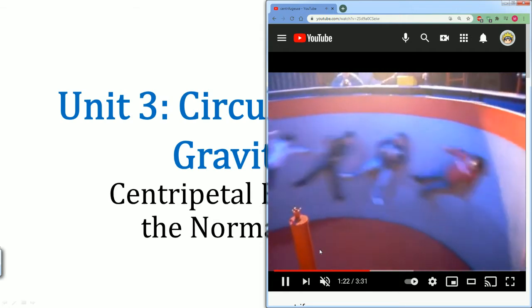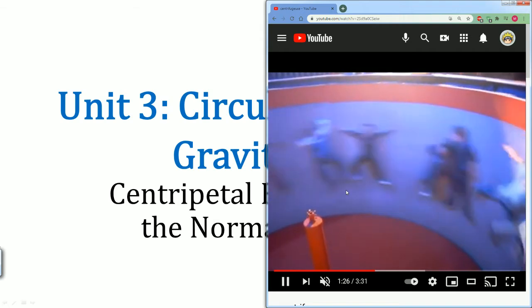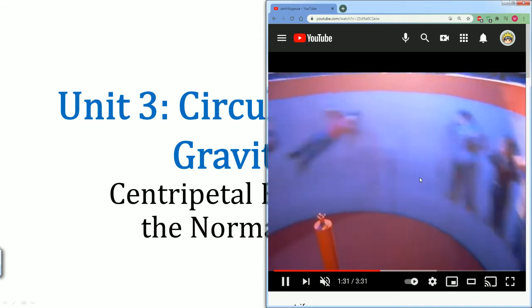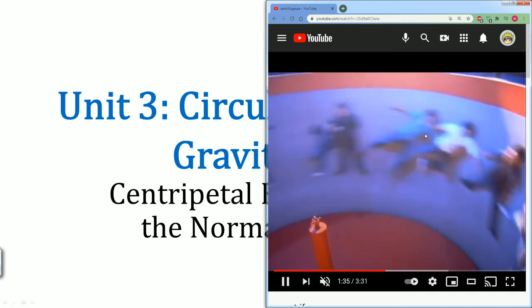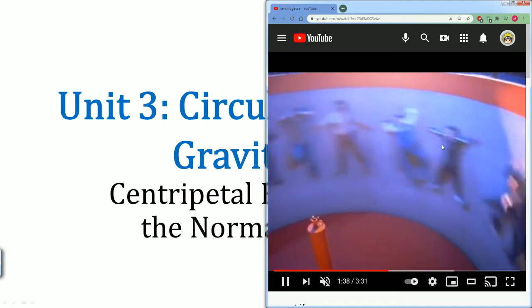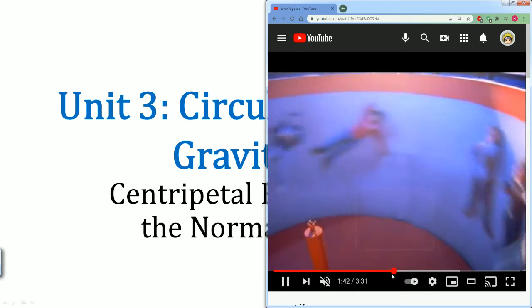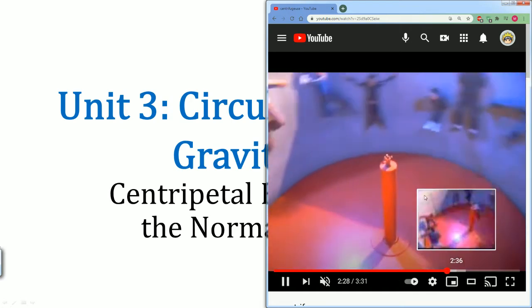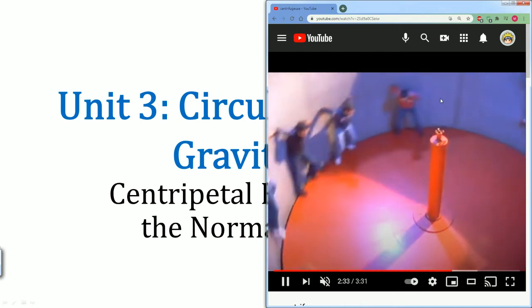So this is the machine that we're going to be working with. It's called Gravitron. It spins super fast. As a result, some forces occur such that the students will get stuck to the wall. They won't fall down or go up, but they're stationary and pinned against the wall as it speeds up. As you see, as it starts slowing down, you're going to see people start falling. Okay, so that is what a Gravitron is.